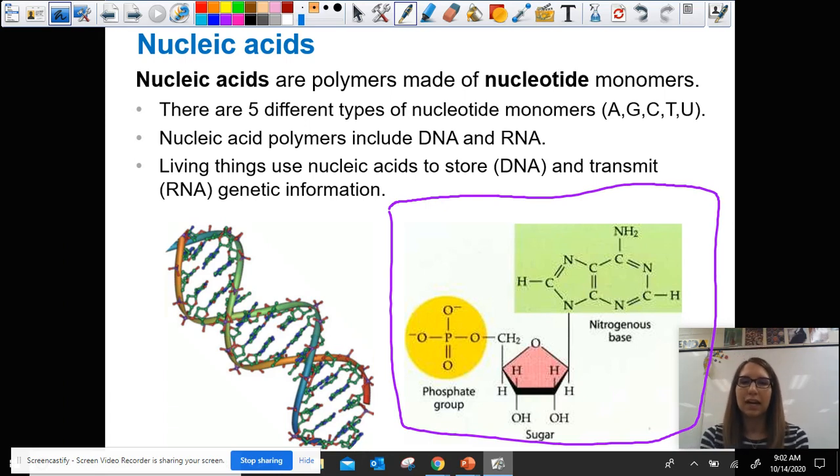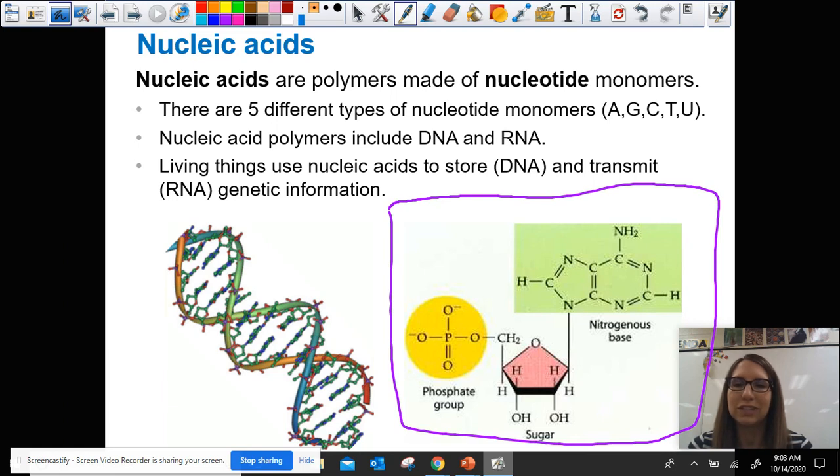There are 5 different types of monomers. There are adenine, guanine, cytosine, thymine, and uracil, also known as A, G, C, T, and U. And we'll talk about all of those later on in the year also. But the only real examples that we have for nucleic acid polymers are just DNA and RNA. And certainly, I would expect that you know a little bit about DNA, if not also RNA.